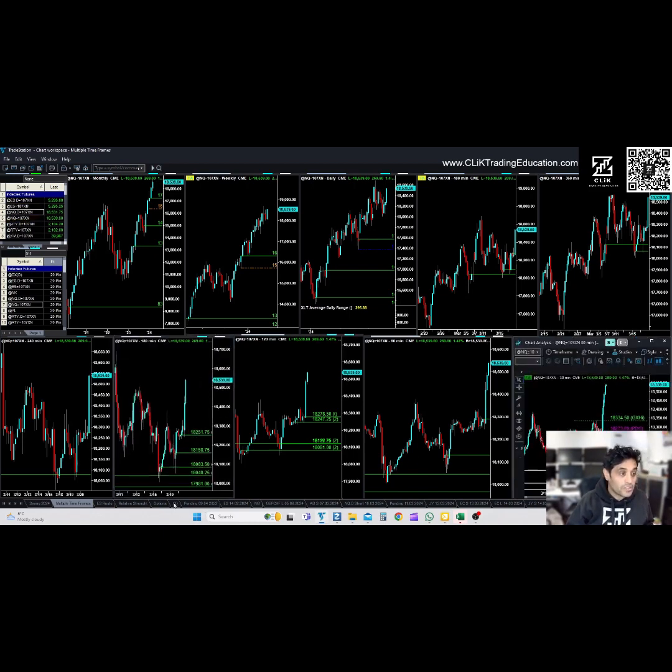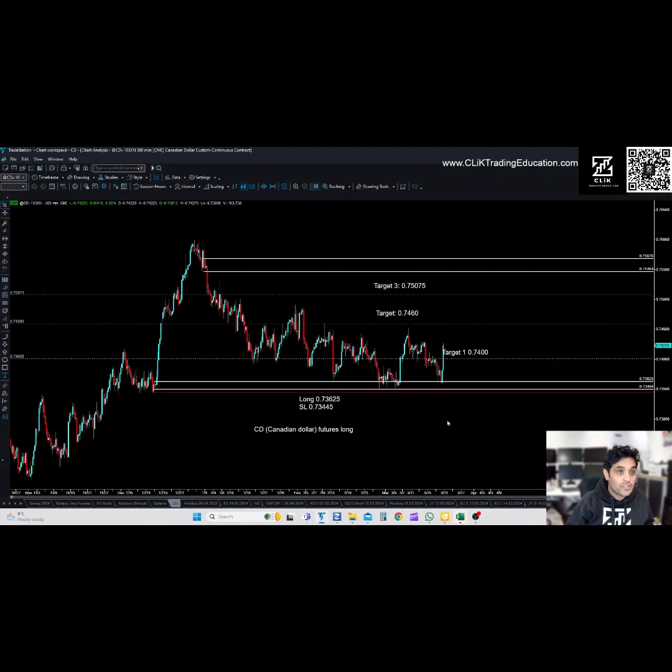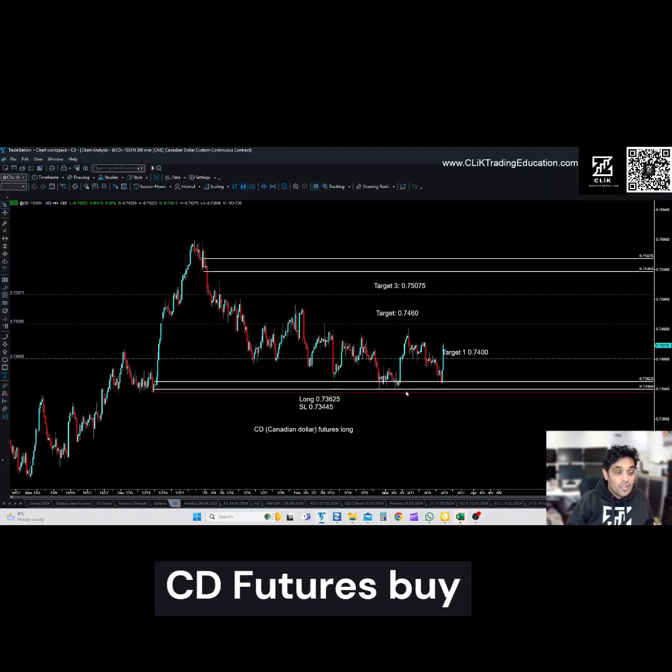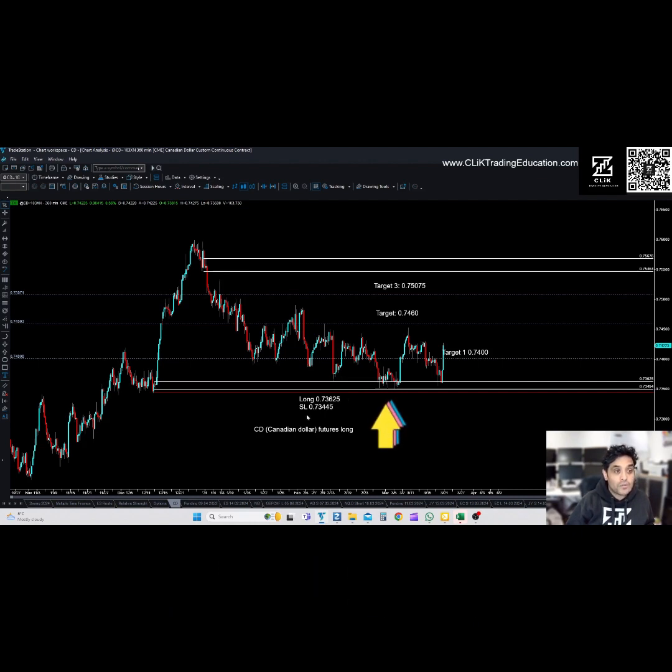So let's go to the Canadian dollar. You can see here our entry was at 0.73625, stop loss was at 0.73445. So this is a Canadian dollar futures long. You can see here what happened.